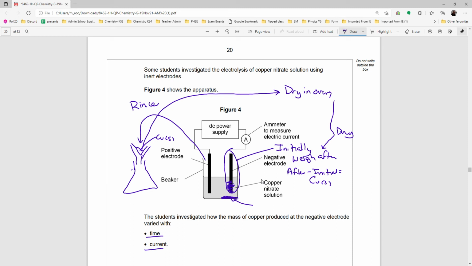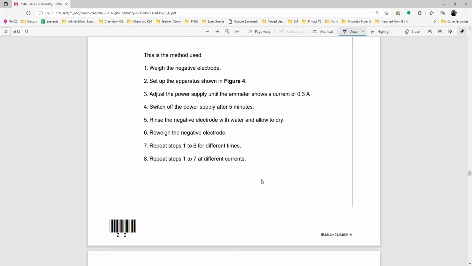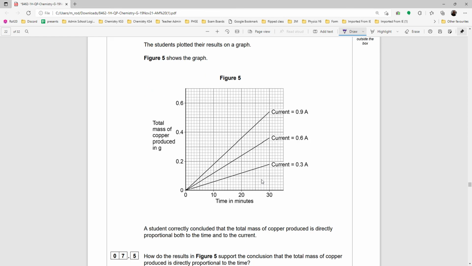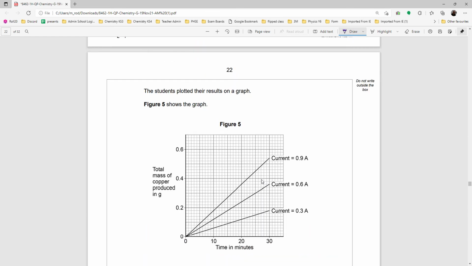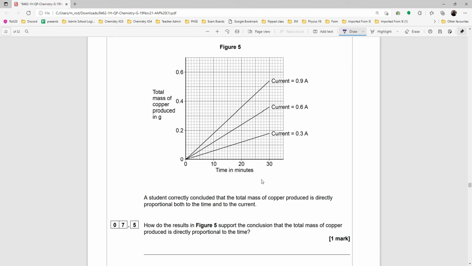So, once I have my dry copper from my filtering process, and I have my difference on my electrode, I'm just going to add them together. So I'm going to add up this copper, we'll call that A, and I'll add up this copper, which we'll call B, and you'll get my total copper mass. Student then plotted their results. The student correctly concluded that the total mass of copper produced is directly proportional to the time and to the current. How do the results in figure 5 support the conclusion?